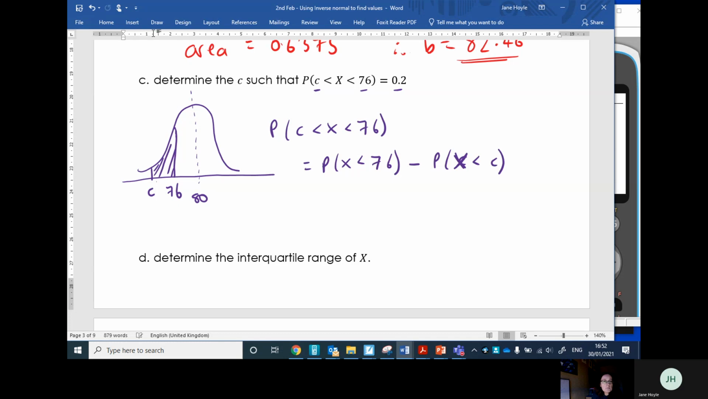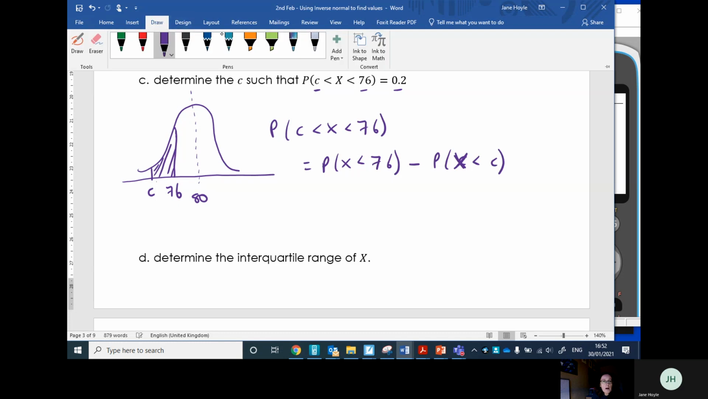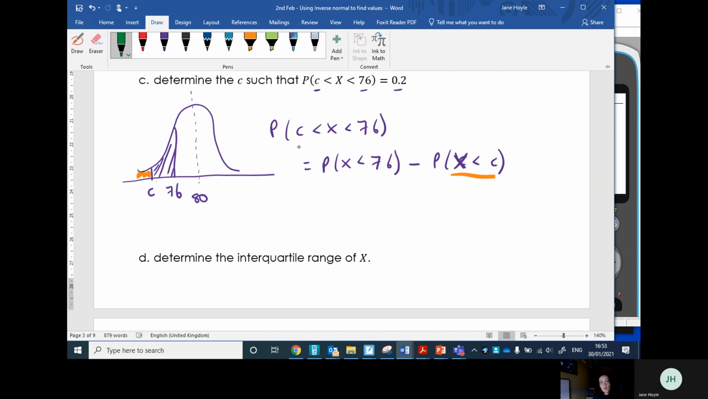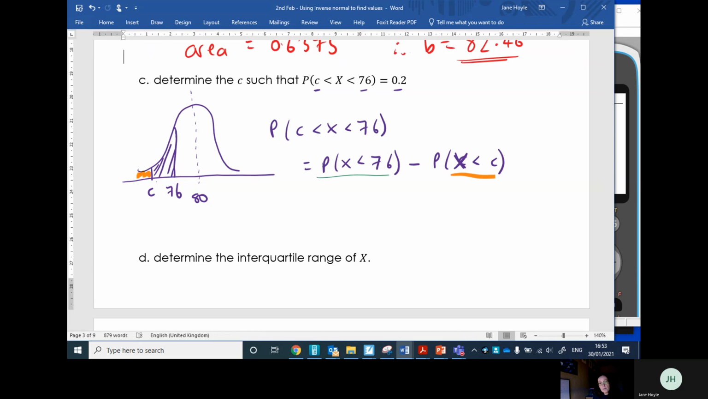Okay, so shall I mark that on? So that is that little orange bit. That's the bit that we don't want. So this I can find on the calculator, the probability here. So the probability that X is less than 76 from the calculator.